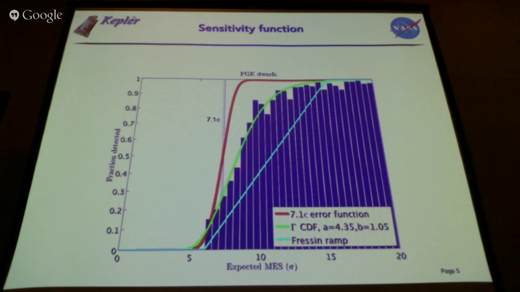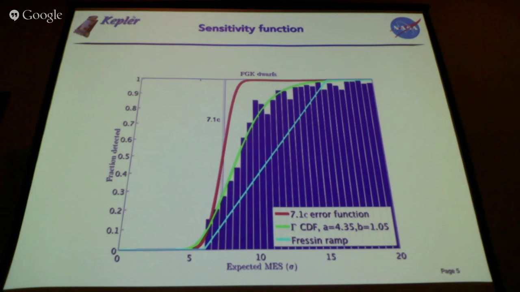This blue ramp here, as I mentioned earlier, Francois Fressin in the literature had reverse engineered what he thought the detection efficiency of an earlier version of the Kepler pipeline was. And I know that's not applicable here, but I just wanted to show it as an example of a pessimistic detection sensitivity. So this is the optimistic one. The red one means we found everything we thought we would. The blue one is the pessimistic one. We missed a bunch. And we're in here.